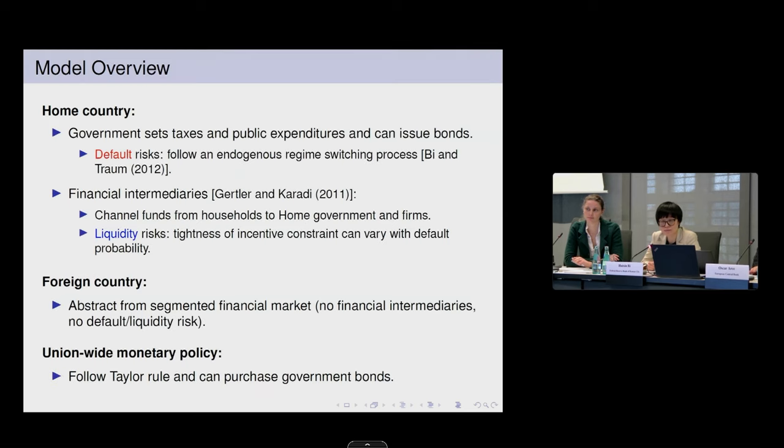It's a two-country model. In the home country, the government sets taxes and government expenditures, and it can issue debt. Now, there is default risk in the sense that the government could default. You can think about there being two regimes, default or no default. The default probability follows an endogenous regime switching process, in the sense that it is not exogenous. It depends on the state of the economy, on the debt over GDP ratio. The higher the debt is, the higher the likelihood of default is.